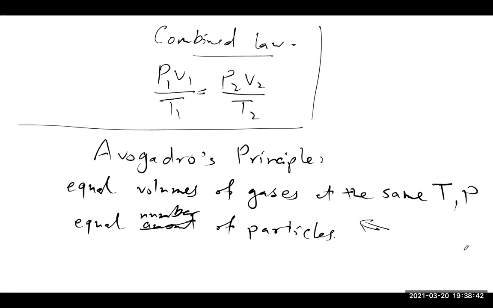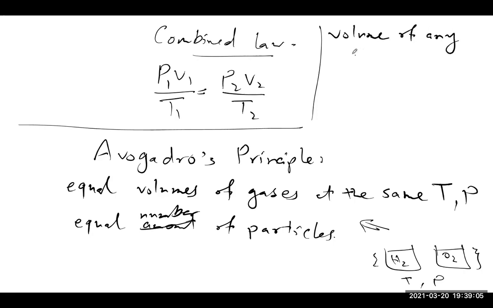So if you have different gases, like H2 and O2, at the same temperature and the same pressure, and you take the same volume, so it may be 1 liter or 2 liters, they will contain the same number of moles. And from this, Avogadro gives us the volume of any gas under certain conditions, which are called standard temperature and pressure.